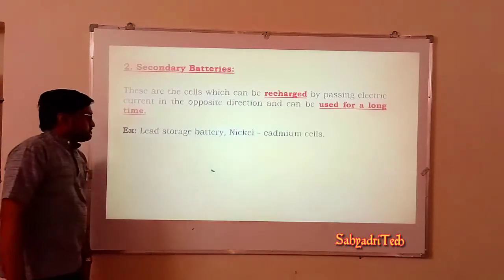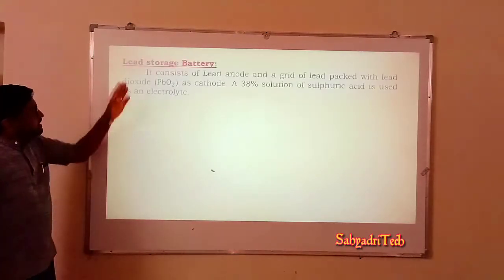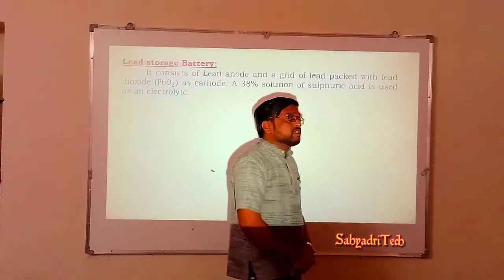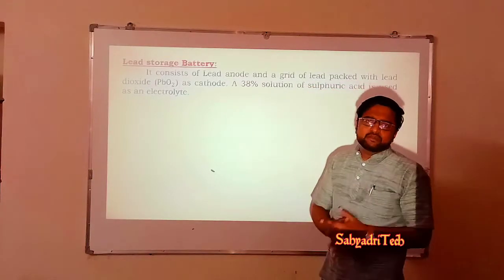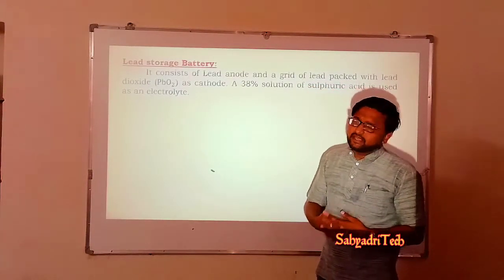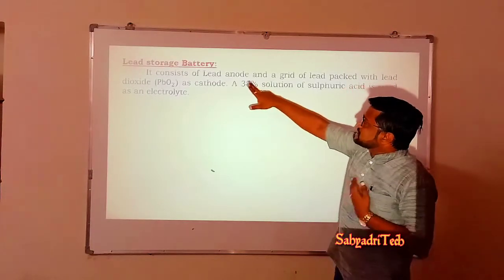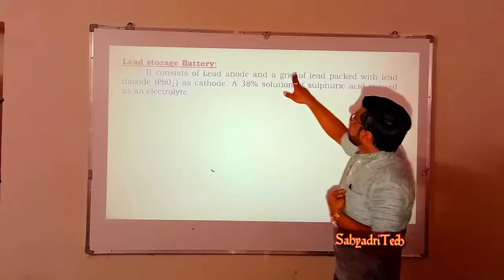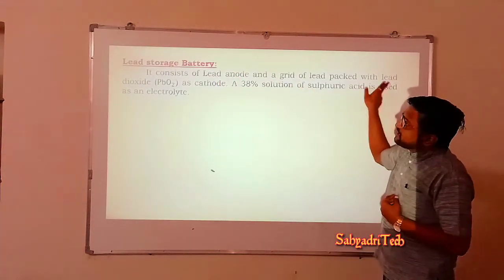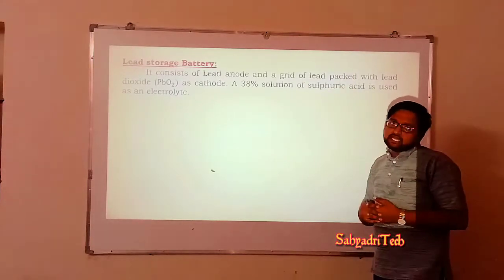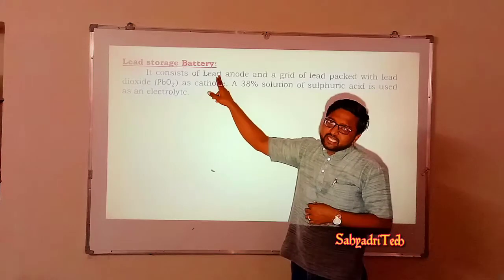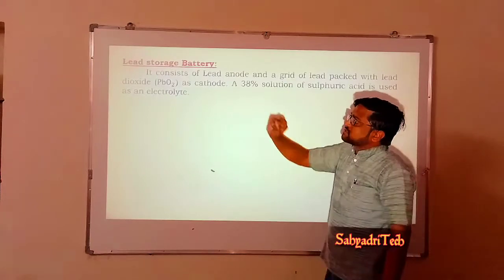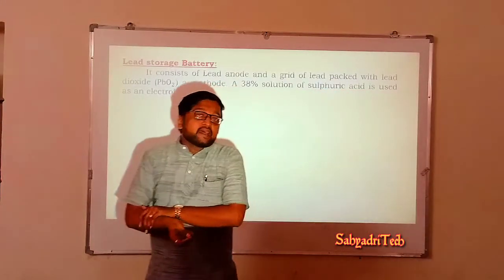Okay, coming to the first one, the lead storage battery. As I said, it is also a kind of galvanic cell or voltaic cell, so there will again be anode, cathode, and electrolyte. The lead storage battery consists of spongy lead, which acts as the anode, and a grid of lead packed with lead dioxide, which acts as the cathode. So what is the anode here? Spongy lead acts as the anode, and the lead grids filled with lead dioxide act as the cathode.